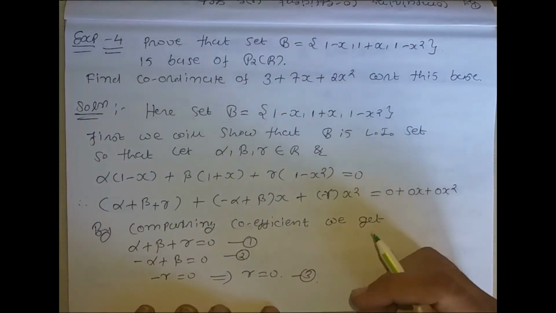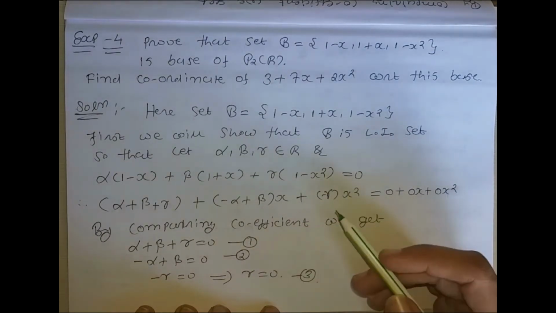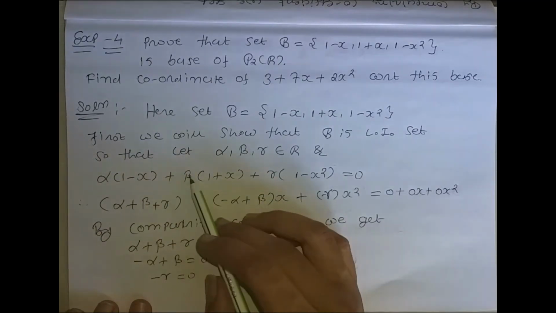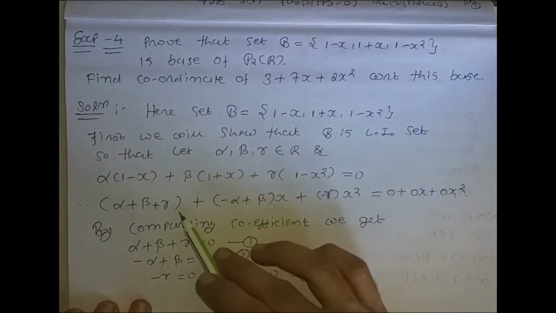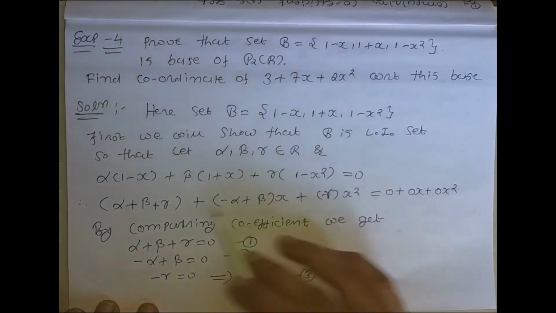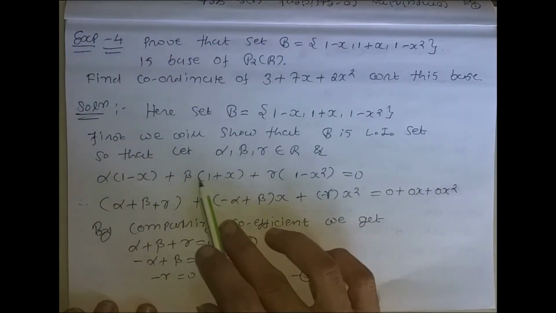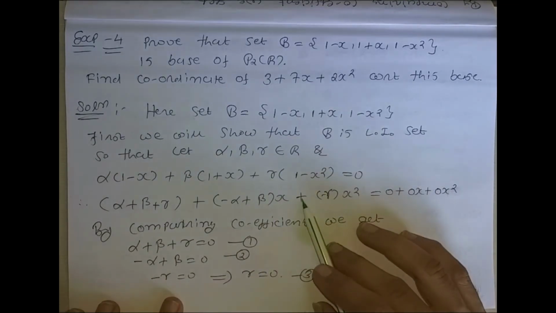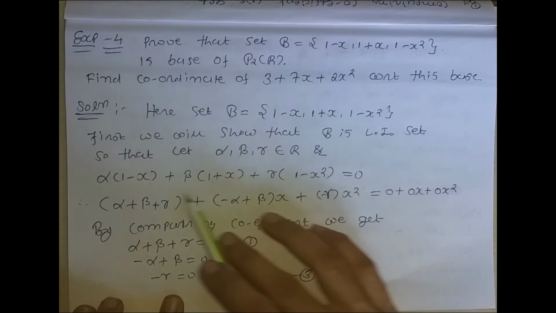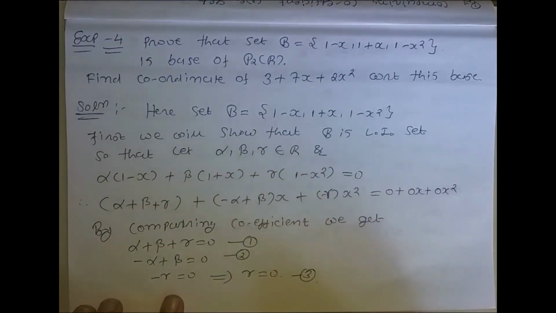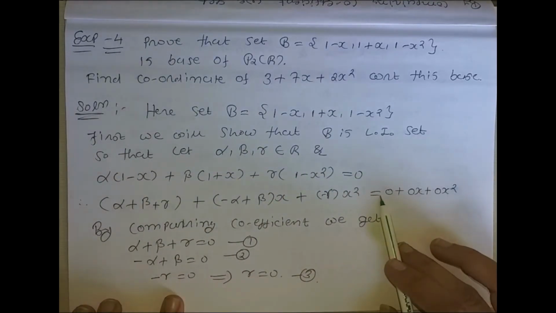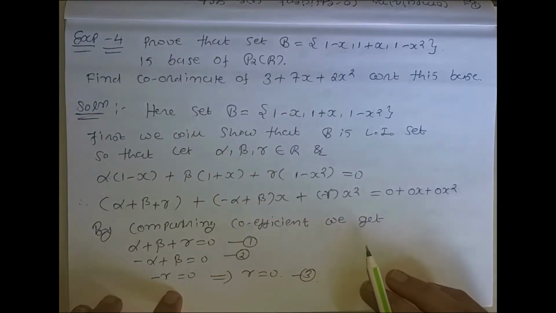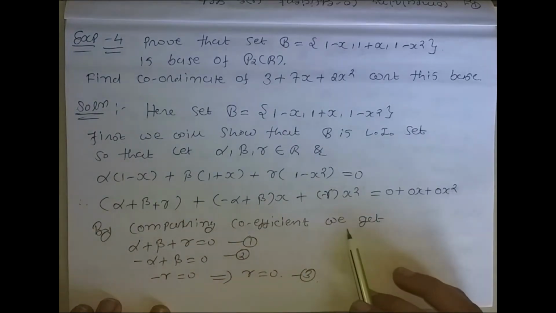Now collect the constant coefficient, coefficient of x, and coefficient of x square. So we get constant coefficient alpha plus beta plus gamma. Now the coefficient of x is equal to minus alpha plus beta, and there is no gamma, and coefficient of x square is equal to minus gamma. Okay, from the right hand side we get the 0 polynomial. This is 0 plus 0x plus 0x square. Now compare the coefficients.